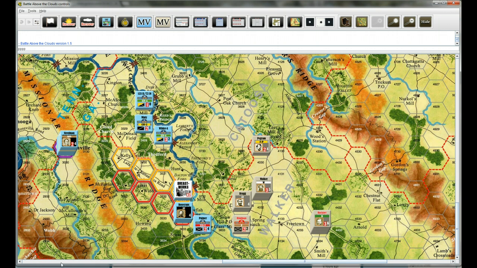A new wrinkle that's been added to this particular series is a concept known as restricted zone of control. And all that means is that certain terrain types, specifically in this case the woods hex sides here, anything where there's a woods hex side intervening between them, means the zone of control does not cross that hex side.